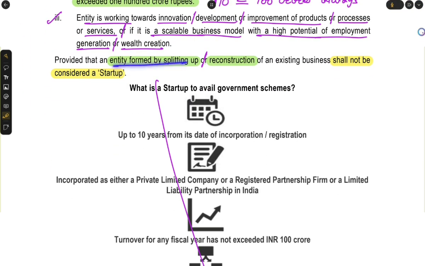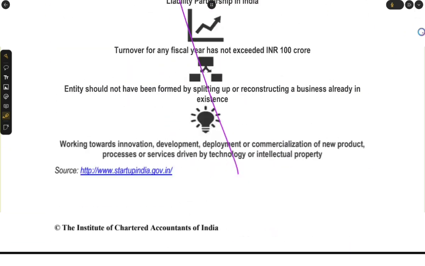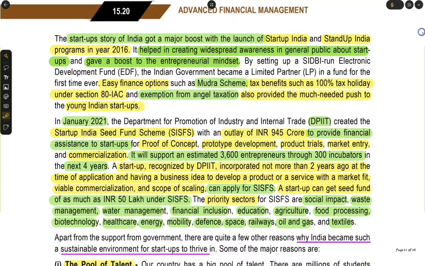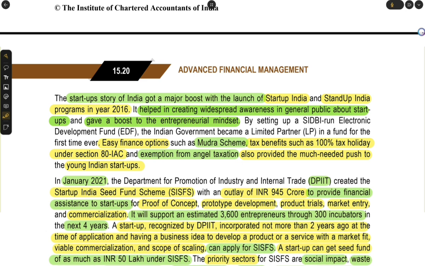Provided that the entity is not formed by splitting up or reconstruction, you can link it with section 35AD of PGBP, it is similar to that. It shall not be considered a startup if it is formed in that way. Then this is a summary of what we read in the earlier stage. This is a theory question, so you have to read it right now.